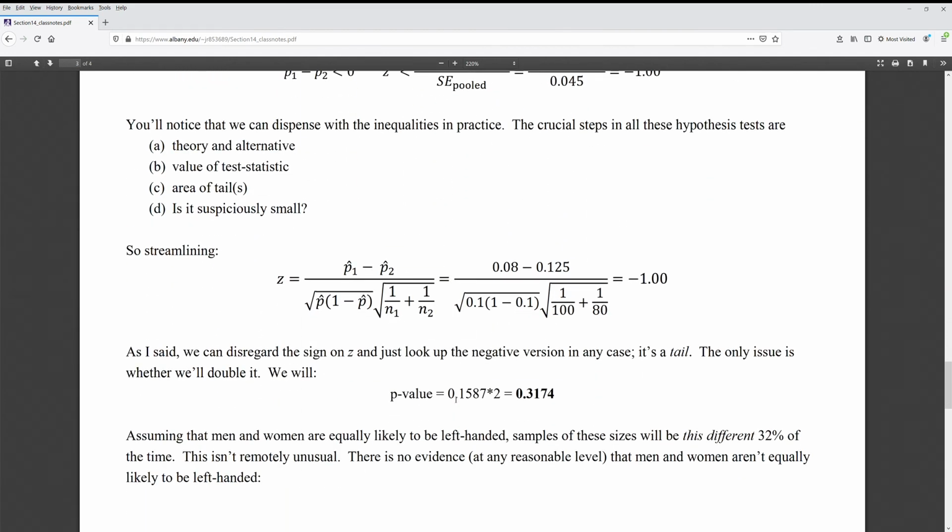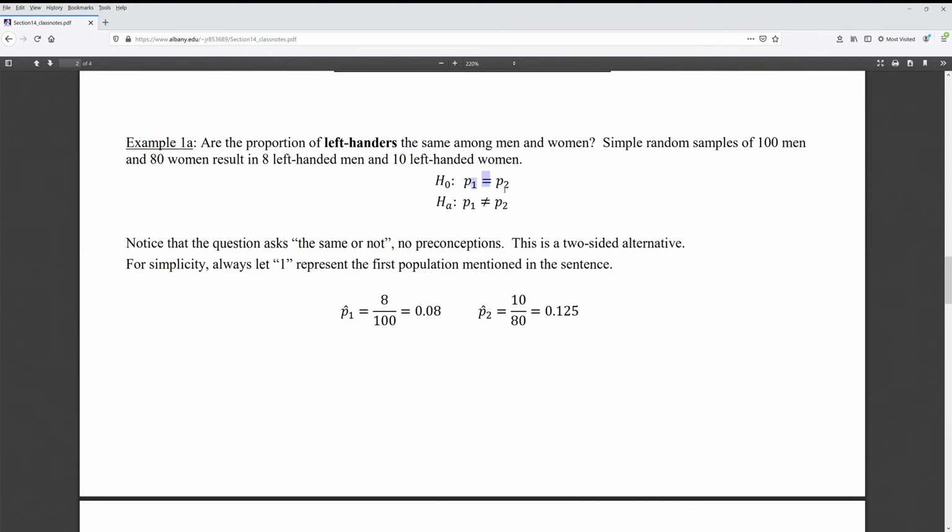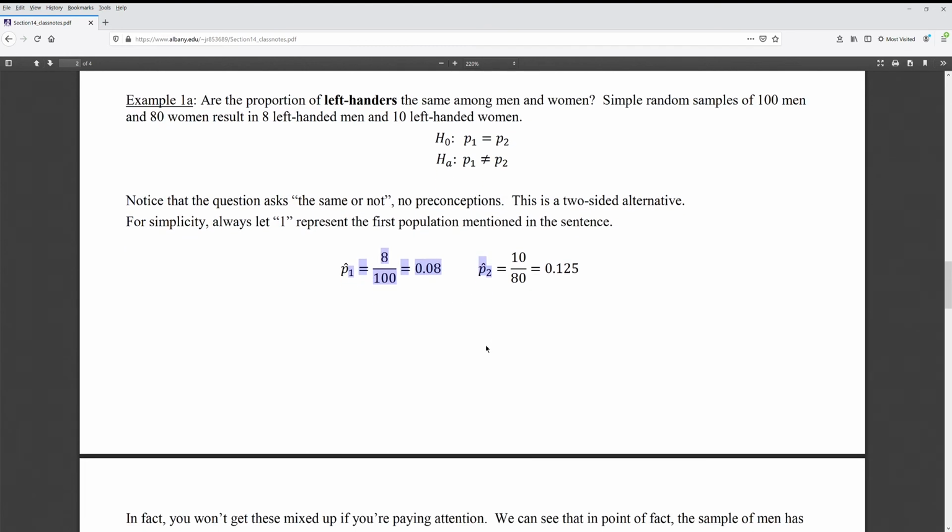Simply through chance. Well, 0.1587. But it's worse than that. The two-sided p-value plays out grammatically a little simpler. Assuming women and men are equally likely to be left-handed, what is the probability of picking samples of these sizes and getting statistics as different from one another as they are? At least as different from one another as they are.